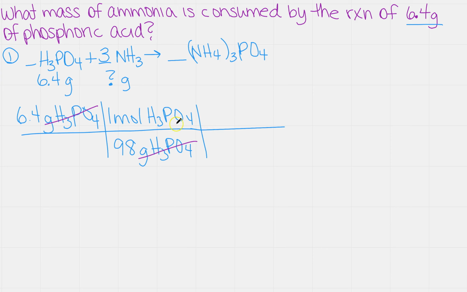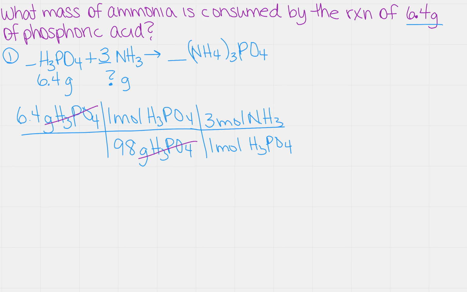Now, how many moles do I have? Well, I need to look at the balanced equation. The coefficient when it's not written is always 1. So I'm going to have 1 mole of H3PO4. And now I need to go to the NH3, because that's the grams that I'm looking for. The coefficient in front of that is a 3. So I'm going to have 3 moles of the NH3.